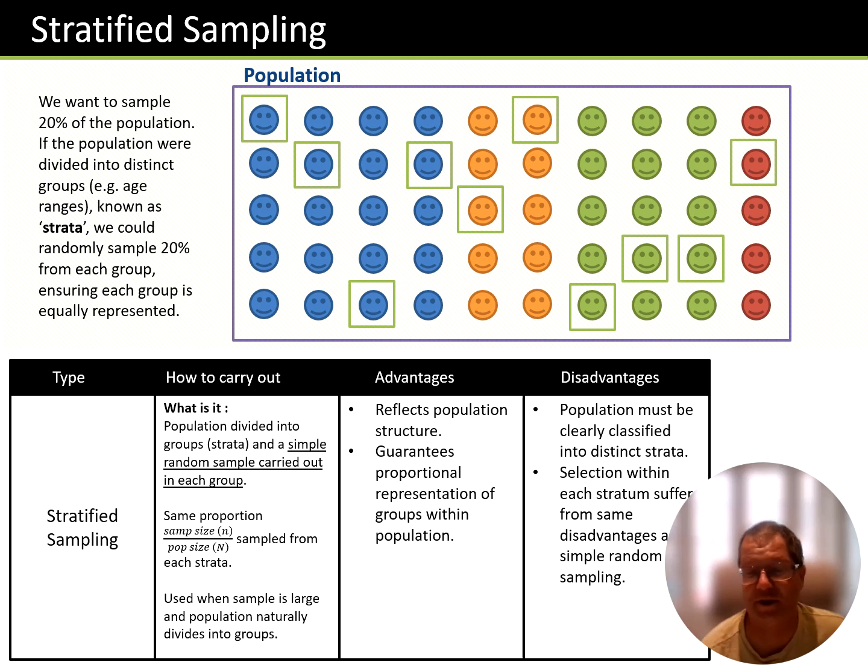Okay, so if you're trying to find out, say, voting intentions, for example, then you might want to divide people. If everyone was a Labour voter or a Reform voter, then you're not going to get sensible data out of it.